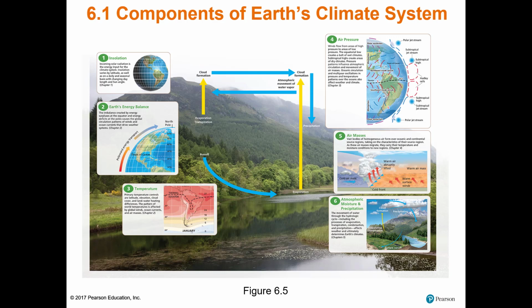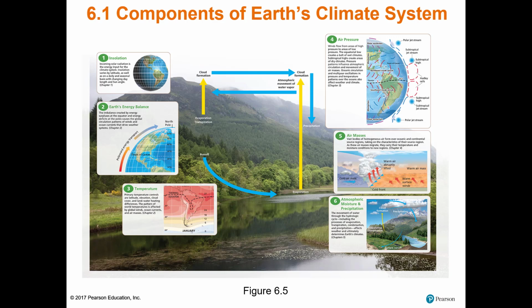Number 5, we have air masses. So this is showing you a warm front, which is meeting a cold front, and the warm front is being pushed up where the warm air is lifted abruptly. And when we talk about homogeneous, it means similar conditions, and that's referring to the cold air and the warm air. Vast bodies of homogeneous air form over oceanic and continental regions, taking on the characteristics of their source region. As these air masses move or migrate, they carry their temperature and moisture conditions to new regions.